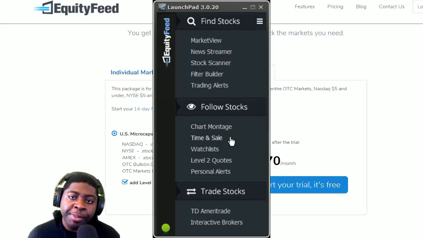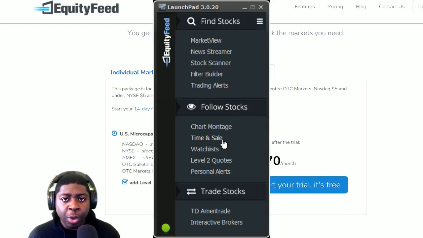Time and sales for you being able to go in and say, particularly if you're trading OTC stocks, you want to see, hey, who's dumping, how big are they dumping? This time and sales is beautiful for you to be able to really pinpoint those blocks and where they're dumping.